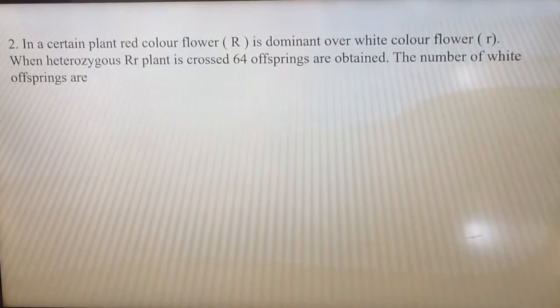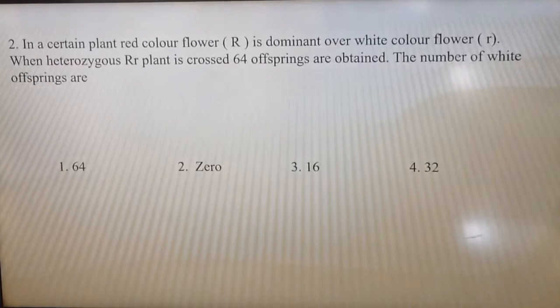In a certain plant, red colored flower controlled by dominant allele R is dominant over white colored flower controlled by recessive allele small r. When a heterozygous capital R small r plant is crossed, 24 offsprings are obtained. The number of white offsprings here are. So here, this is a condition of incomplete dominance, and we know we got a ratio of 1:2:1 of red, pink and white. So here it's already mentioned we have 64 offsprings.